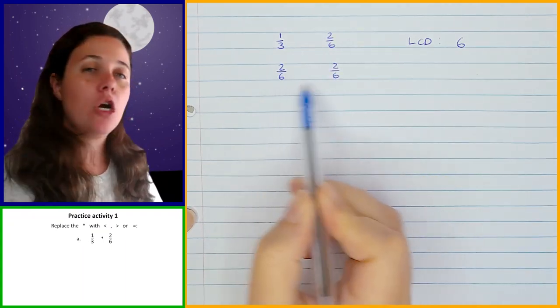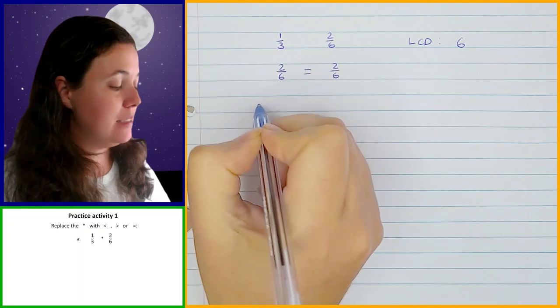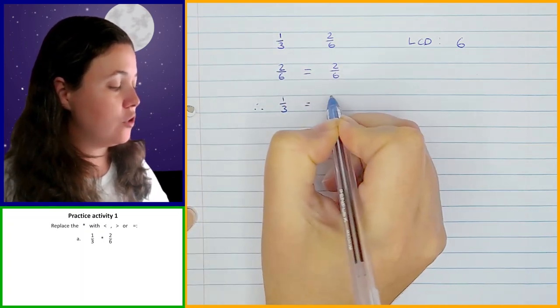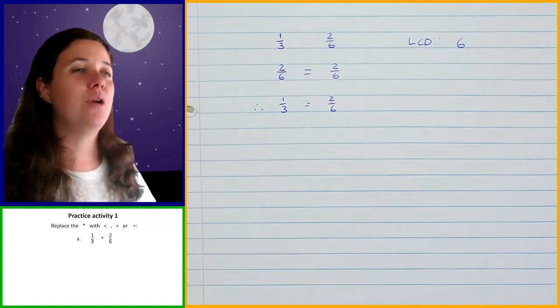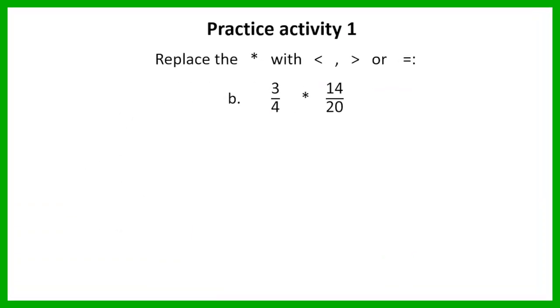Now these are equal to each other, so I can put an equal sign there. That means I can now say that 1 third is equal to 2 over 6. And that's what you should have got for that example. Right, next example. In question B, you are comparing the fractions 3 quarters and 14 over 20. And I'm going to give you 30 seconds for this one as well.